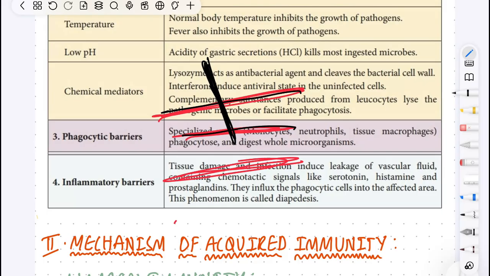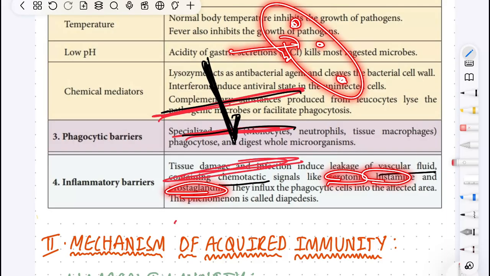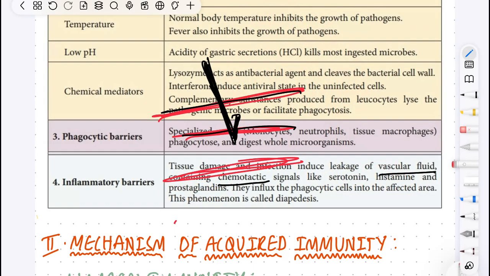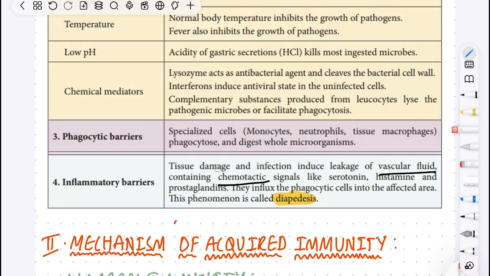When there is damage, there will be a leak out of vascular fluid. In the vascular fluid we have some chemotactic signals. What are these chemotactic signals? There are some chemicals like serotonin, histamine and prostaglandins. What do they do? They influx the phagocytic cells near the affected area, and this process is called diapedesis. Okay, I hope you are clear. When there is a tissue injury, there will be a leak out of vascular fluid.